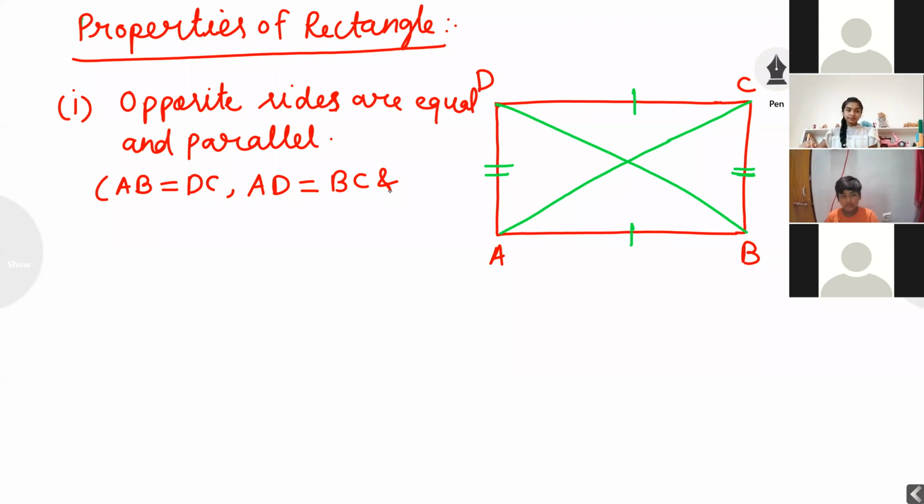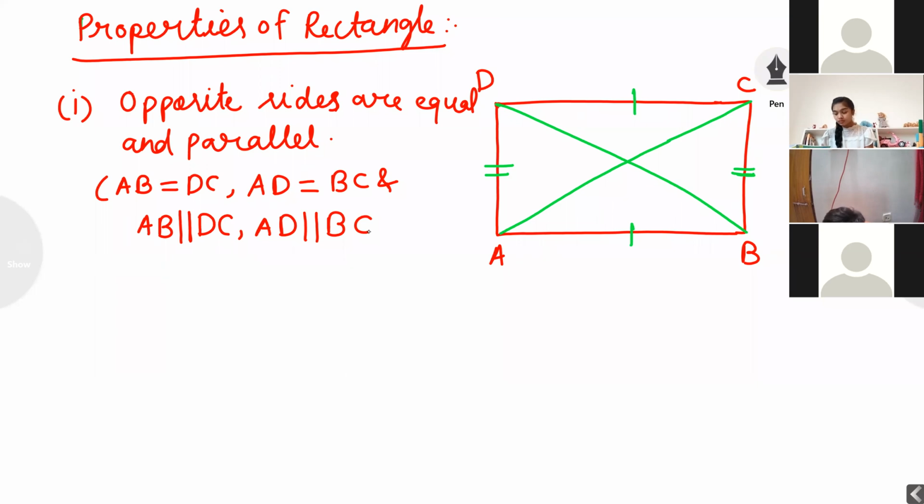AB is parallel to DC. This is a symbol of parallel line. Two vertical line symbol is called parallel line symbol. AB is parallel to DC, comma, AD is parallel to BC. This is the first property of rectangle.